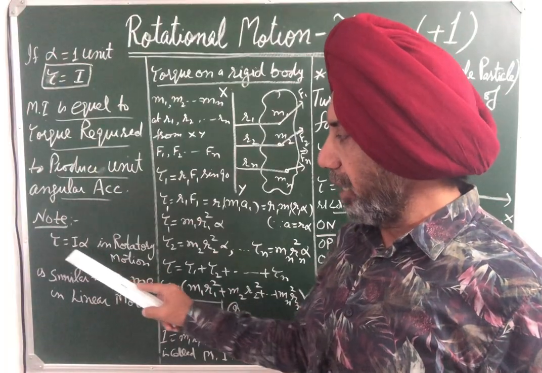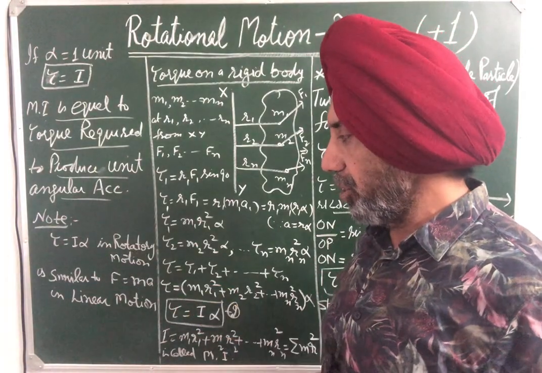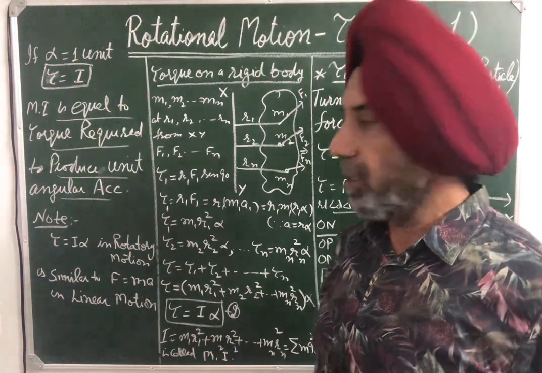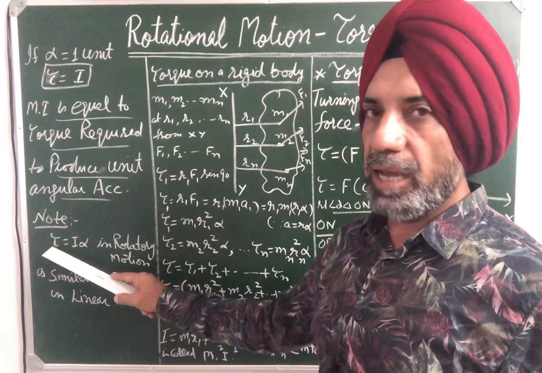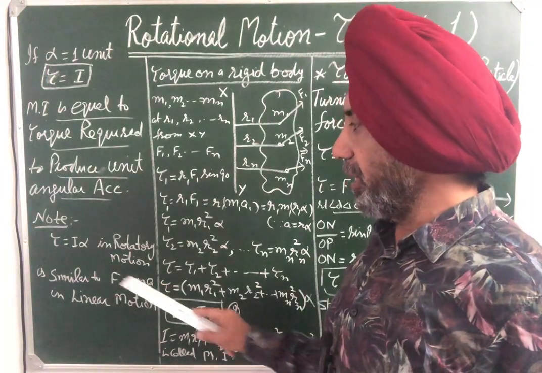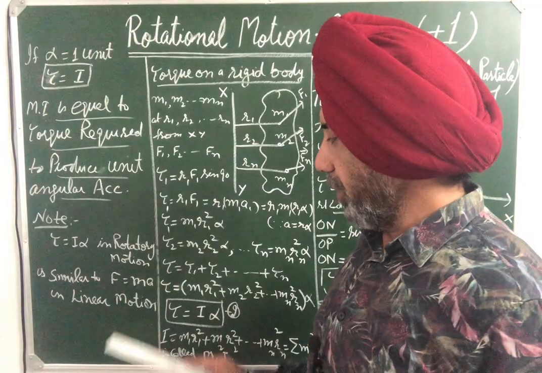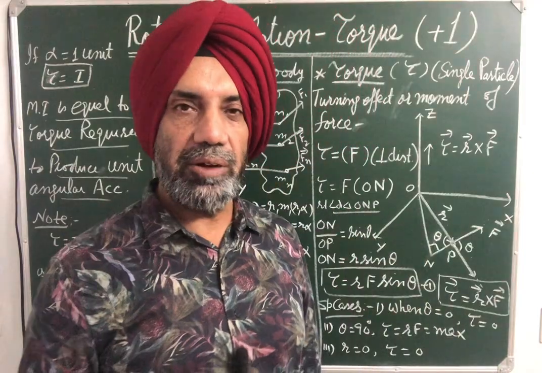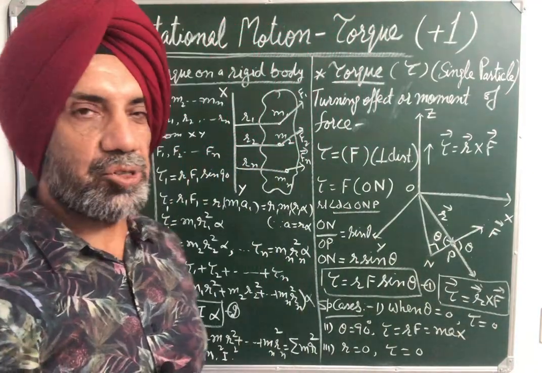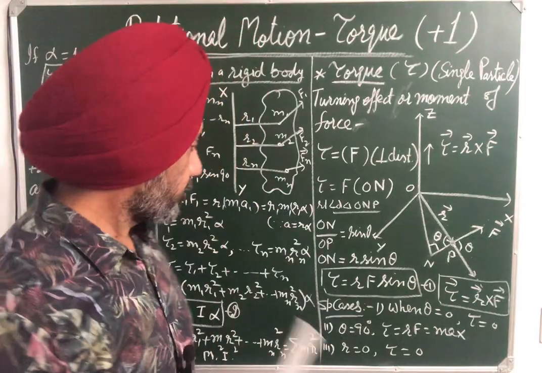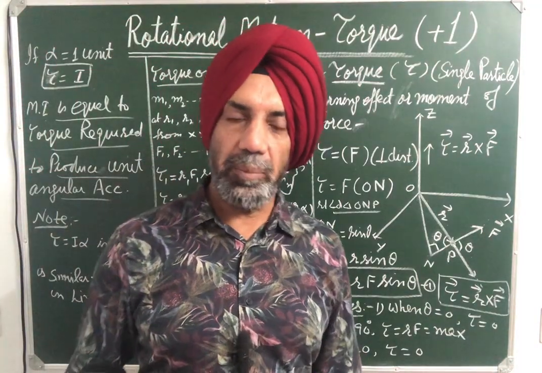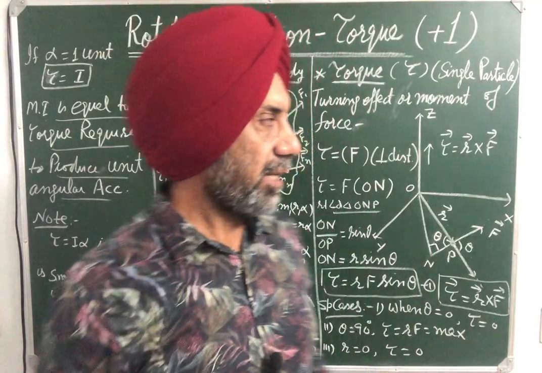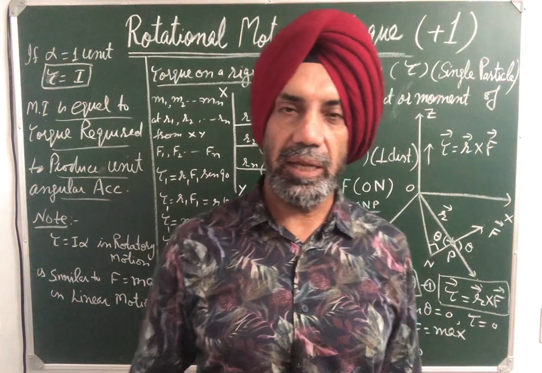You can also note that tau is equal to I alpha is the equation in rotatory motion, which is similar to F is equal to m a in linear or translatory motion. So instead of F we take tau, the turning effect of force. Instead of a we take angular acceleration. Instead of m we take I, the moment of inertia. So moment of inertia plays the same role in rotatory motion as mass does in translatory motion. This is all about torque acting upon a single particle or rigid body, and the definition of moment of inertia in terms of torque and angular acceleration.